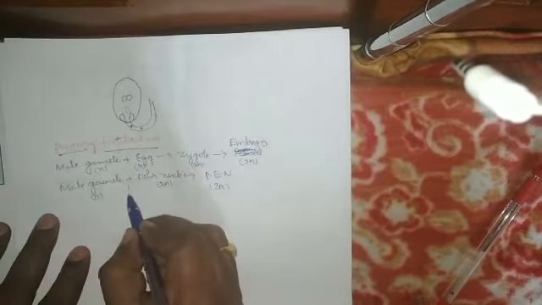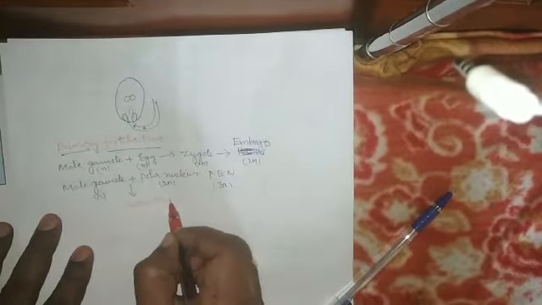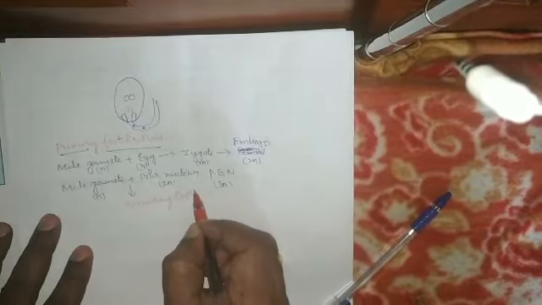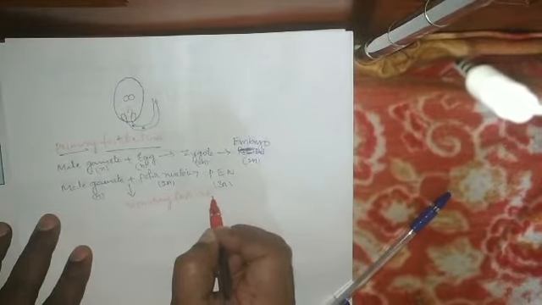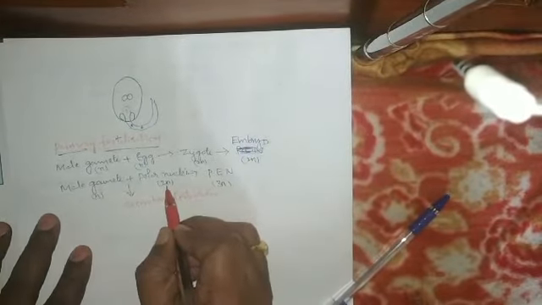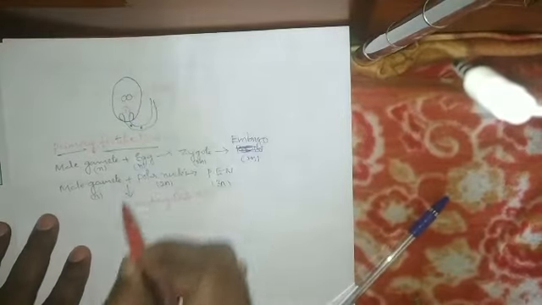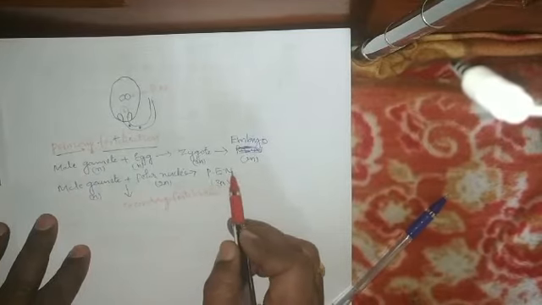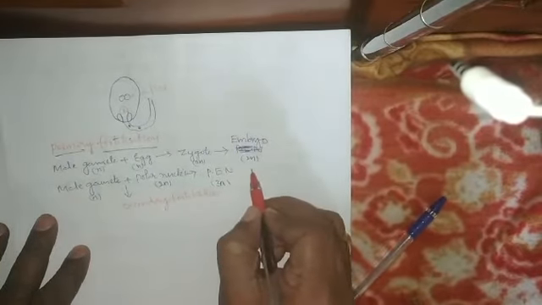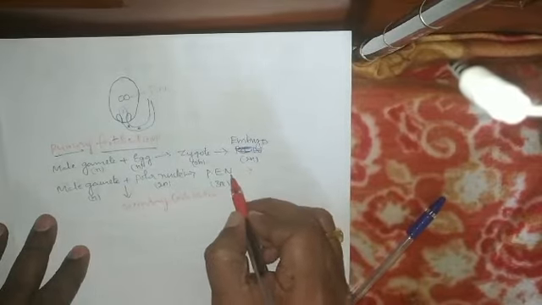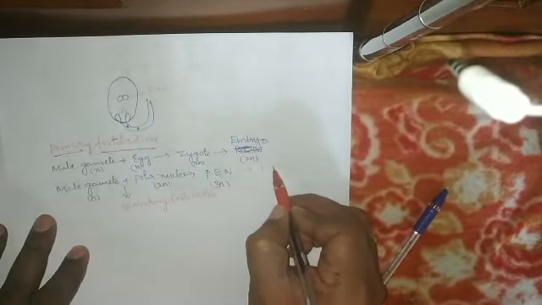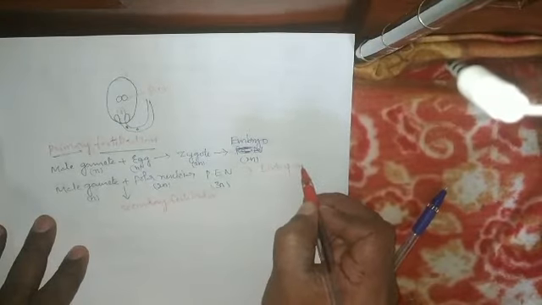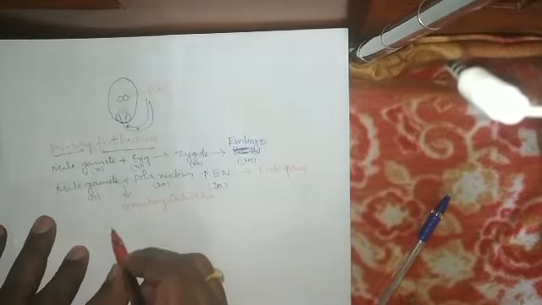Secondary fertilization means fusion of the male gamete with the polar nuclei. The fusion of the haploid male gamete with the diploid polar nuclei forms the triploid primary endospermic nucleus. This primary endospermic nucleus further divides as an endosperm. So this is about double fertilization.